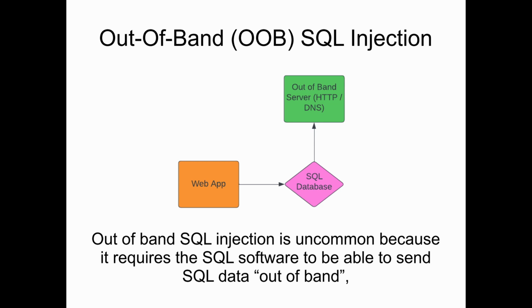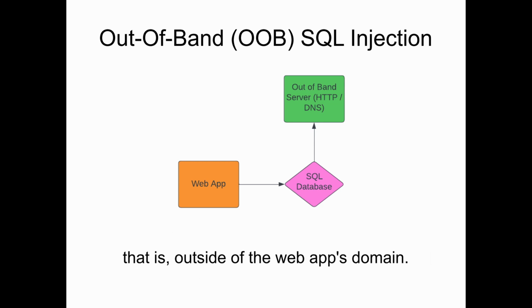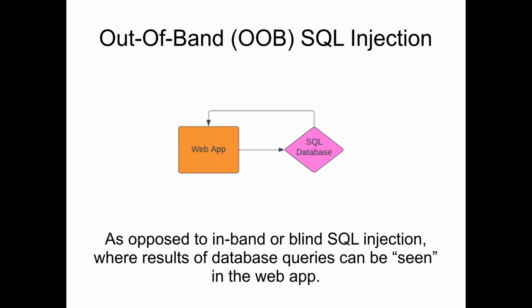Out-of-band SQL injection is uncommon because it requires the SQL software to be able to send SQL data out of band, that is, outside of the web app's domain, as opposed to in-band or blind SQL injection, where results of database queries can be seen in the web app.